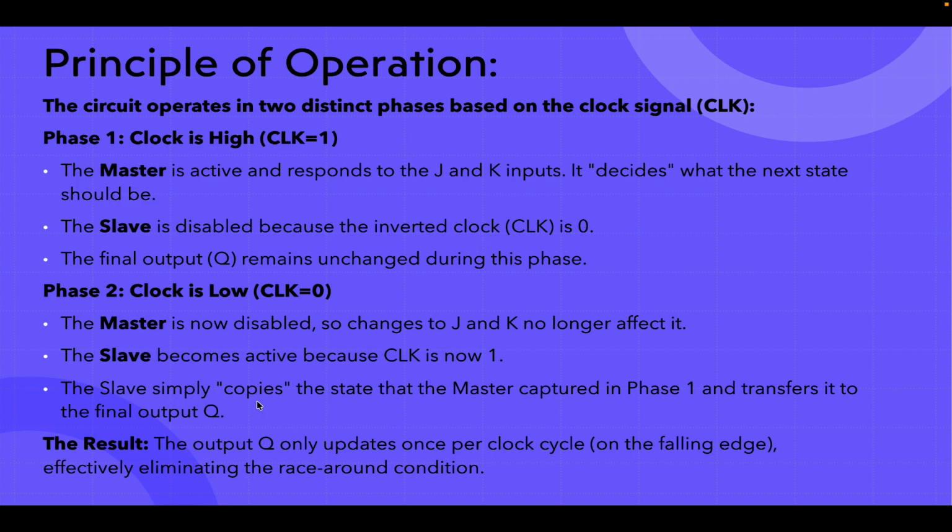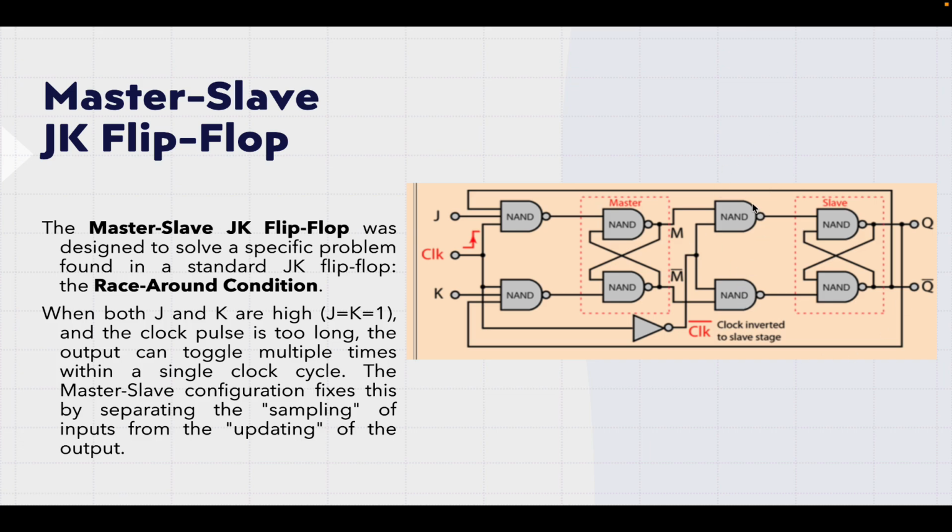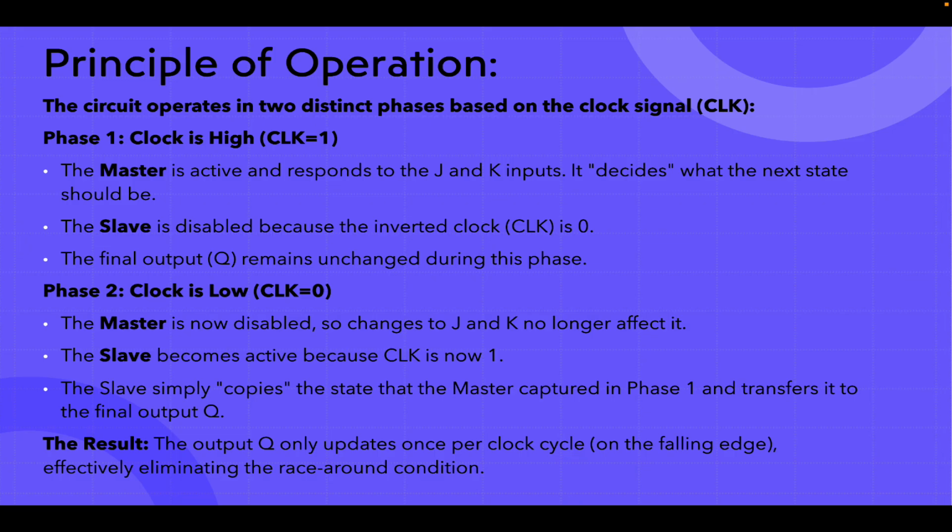The slave simply copies the state that the master captured in phase 1. So whatever was the output in the master flip-flop will be copied to the slave flip-flop, and that will be your final output Q. The output Q only updates once per clock cycle on the falling edge, effectively eliminating the race around condition. So since this setup is acting just like a storage element, whatever output we got, it is just copying and pasting it as output. So it is solving the JK toggling problem we had, no? So that race around condition is getting solved here.